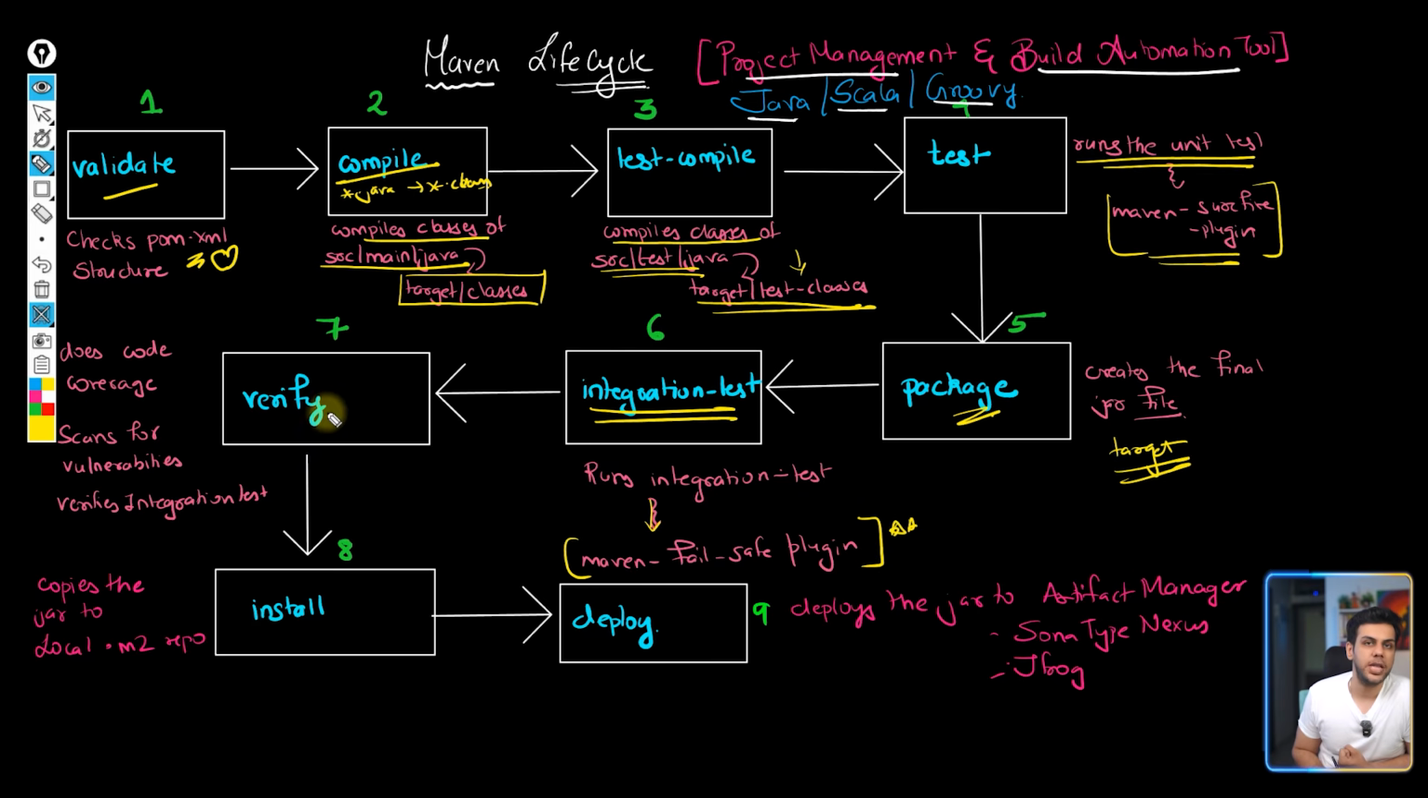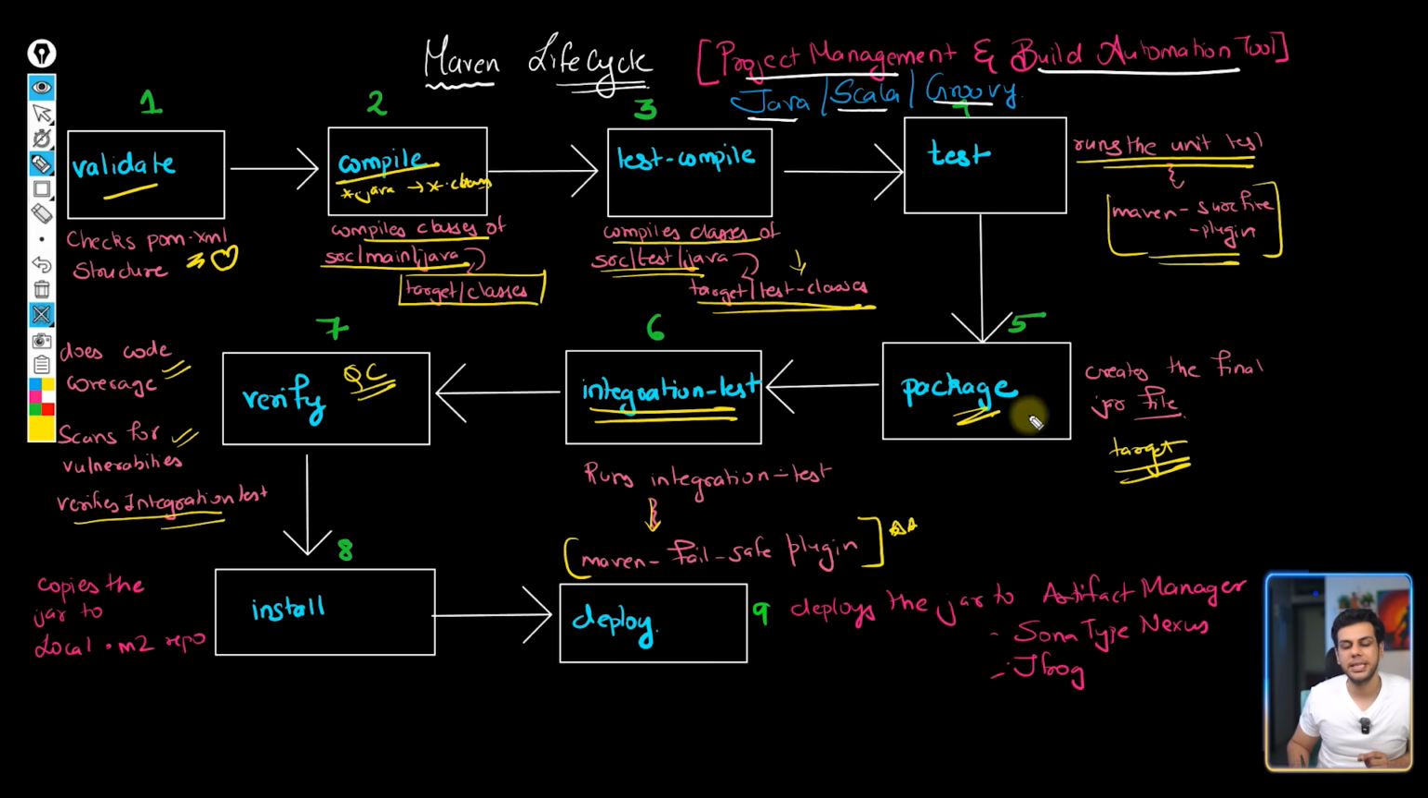And comes your verify phase. Now, when we are talking about the verify phase, it's actually your quality check. And here we are checking whether we have decent code coverage. And in order to do that, we are using the Jacoco plugin. We are also scanning for vulnerabilities. For scanning of vulnerabilities, you are going to use the dependency-check plugin, and we also verify the results of your integration tests. Now, the next phase that comes into the picture is the install phase.